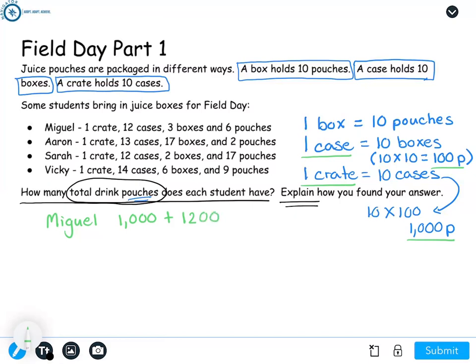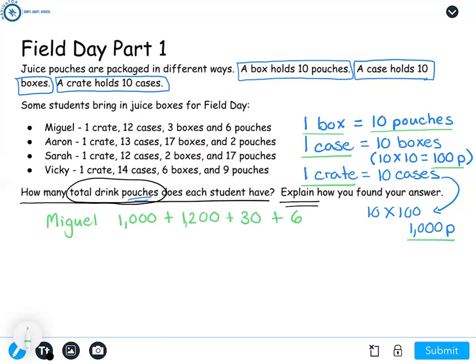Is there another way I can say 1,200? Say it to your screen. That's right. 1,200 is 1,200. Let's keep going. We have 3 boxes, and we know that one box is equal to 10 pouches. So 3 times 10 is 30. And then we have 6 pouches. So if we want to find out how many total pouches Miguel has, we can add all of these together.